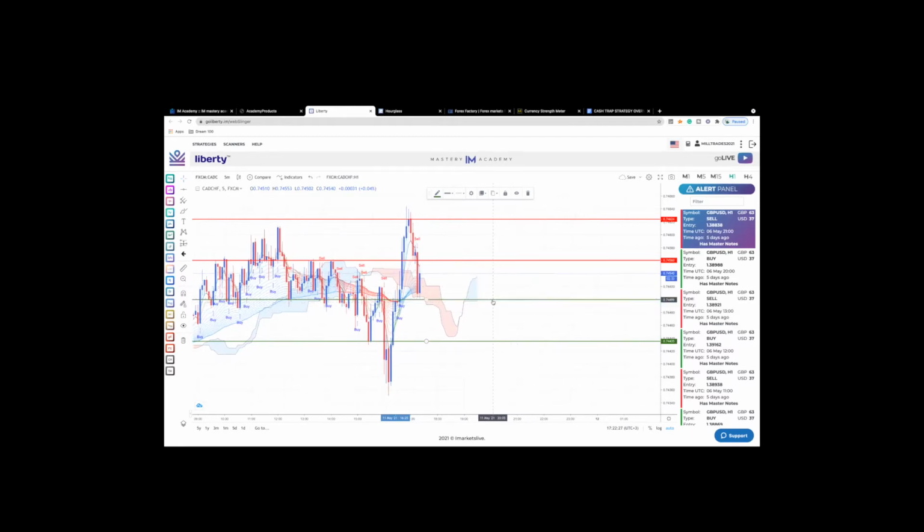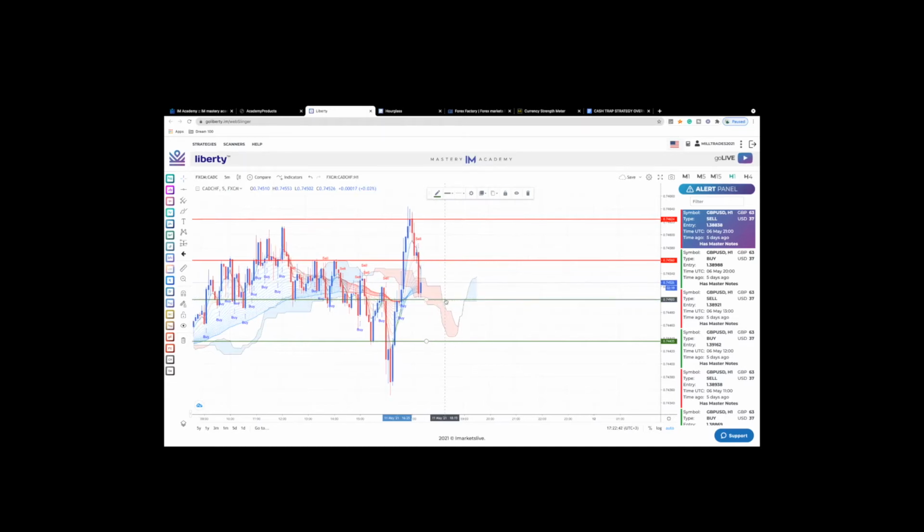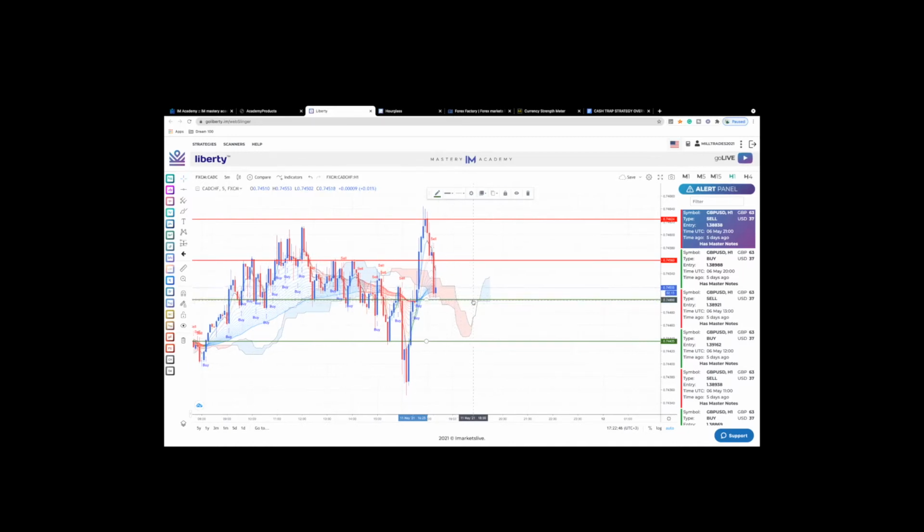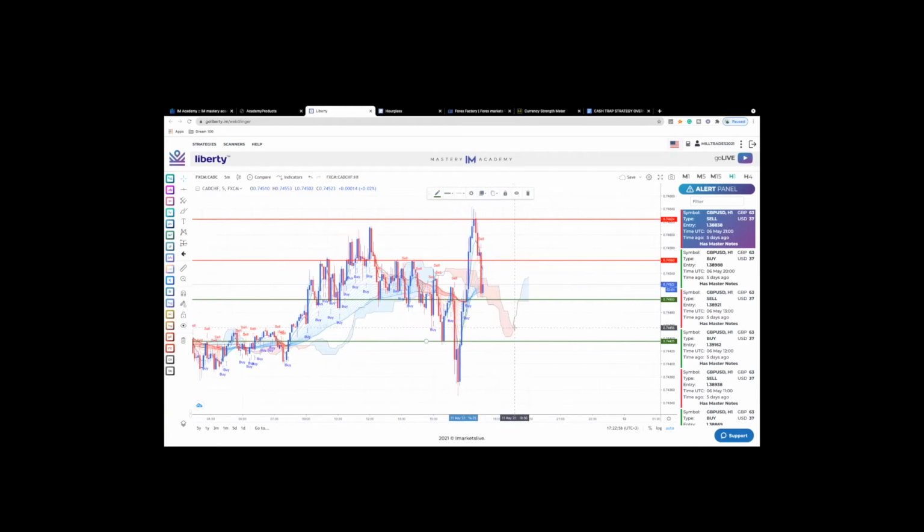Now from this point, do you see where 498 is? You see how it kind of bounced off that line? This will bounce off the support line for an entry, or it can go lower. And if you see the mochi cloud, it's in red, so it could go lower, and the lowest it can go could be all the way down to 455 and 436.